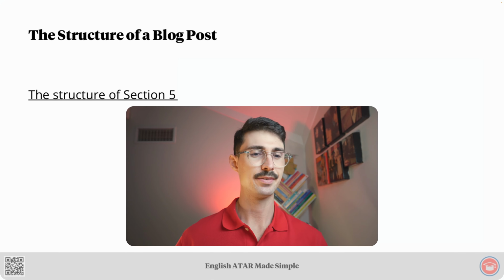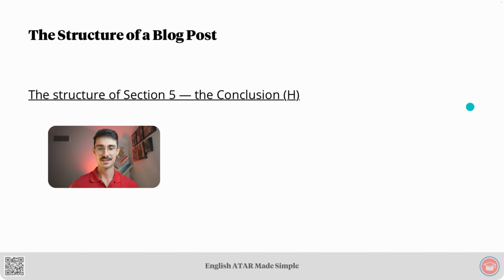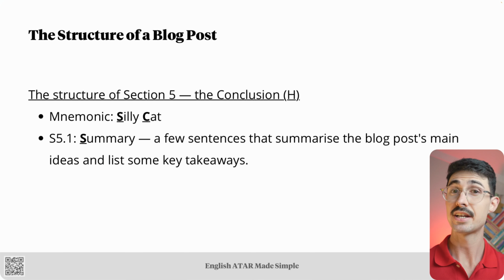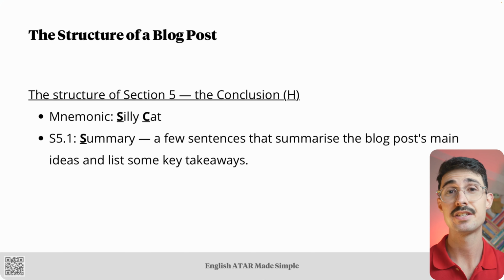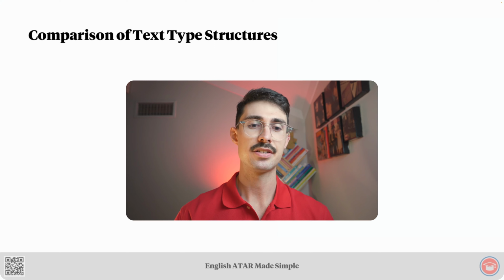Finally, the structure of section 5, the conclusion, it has a heading. The mnemonic: silly cat. Section 5.1, summary. This is a few sentences that summarize the blog post's main ideas and list some key takeaways. The final subsection is the call to action. This is 1 to 4 sentences that refer back to the activate in the introduction and call the reader to action. Last section was comparison of text type structures.